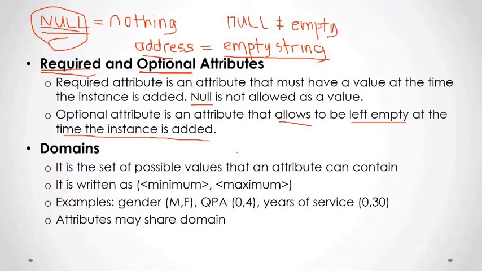One example is, what if you have an employee table? One of the attributes is named spouse. How do you consider that attribute? Would it be required or would it be optional?